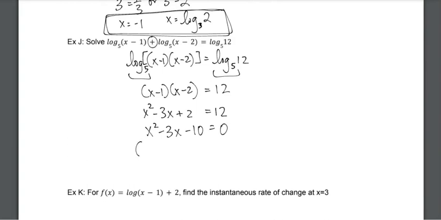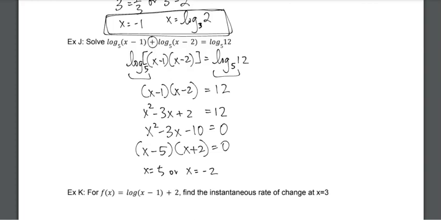So x minus 5, x plus 2 is equal to 0. x equals 5, or x equals negative 2. So using those quadratic skills from grade 10 that we've been using the whole course.